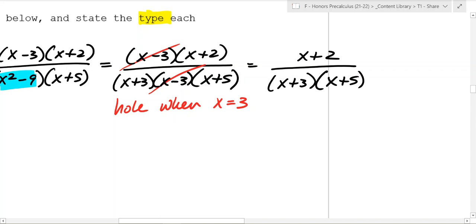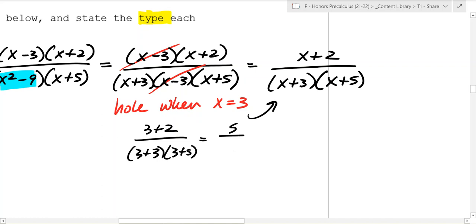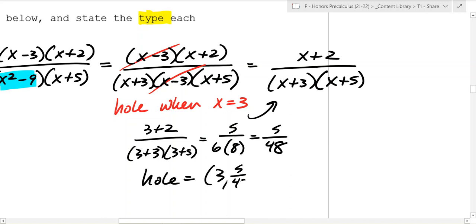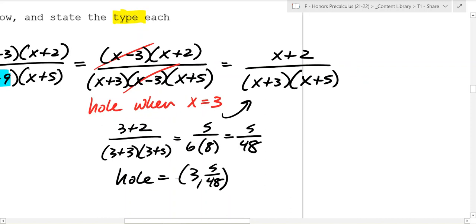And if we wanted to know where the hole actually is, you would have to plug 3 into this function right there. So that would be 3 plus 2 over 3 plus 3, 3 plus 5, 5 over 6 times 8. So it's 5 over 48. So where's the hole? The hole is at 3 comma 5 over 48. Now what about other discontinuities?